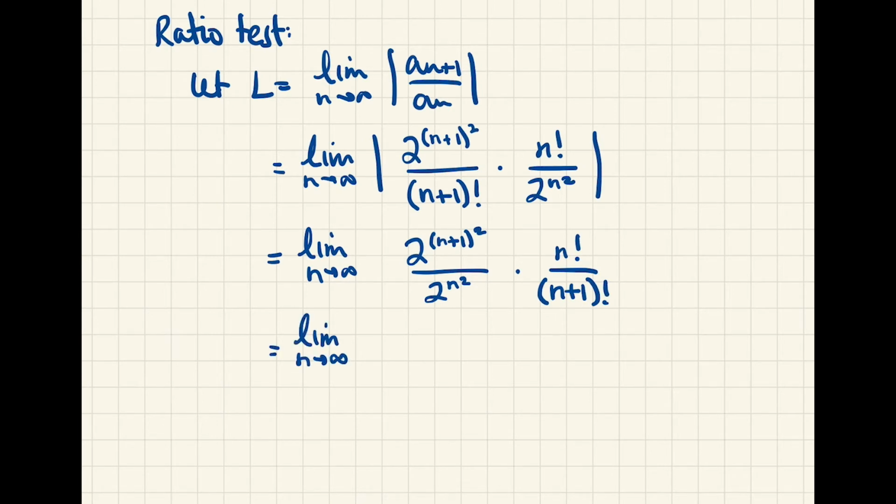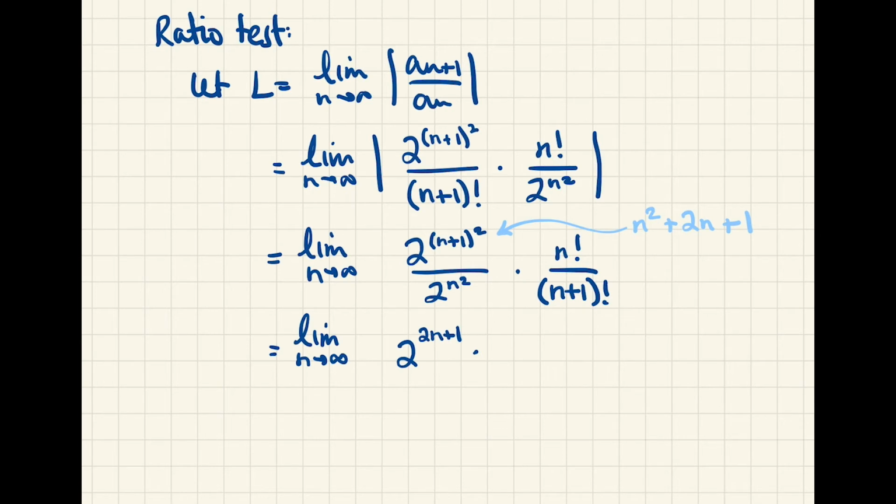Okay, and maybe there's some cancellations here. So let's quickly FOIL out this n plus 1 squared. We know that's n squared plus 2n plus 1. And if we divide 2 to that thing by 2 to the n squared, the n squareds will cancel when you subtract the exponents. So this is going to be 2 to the 2n plus 1 multiplied by, what about here?